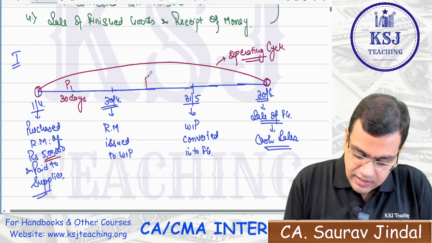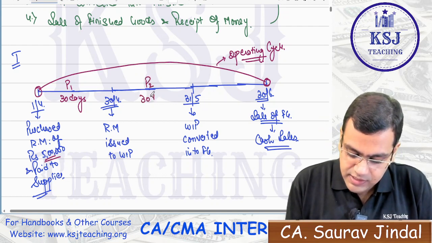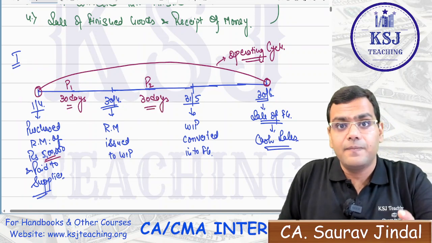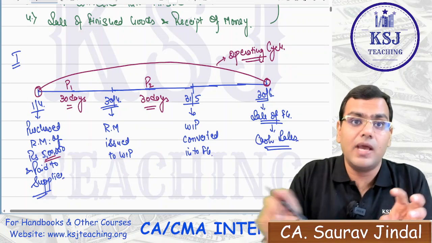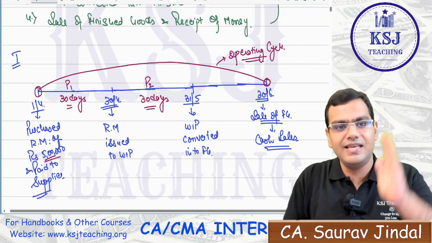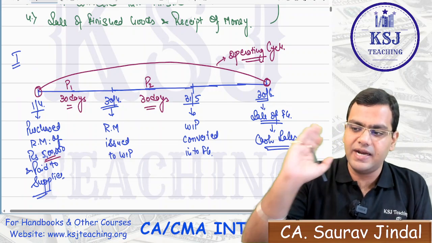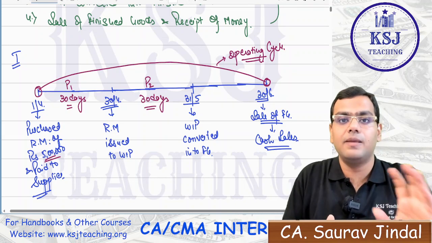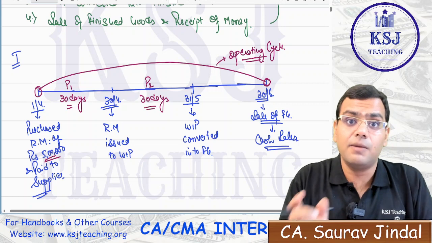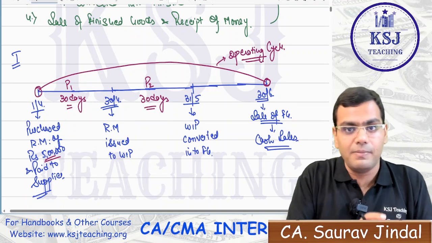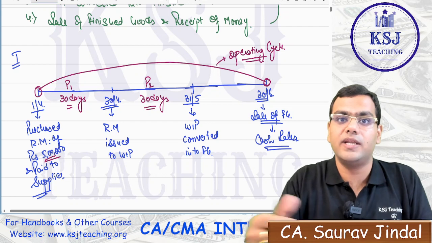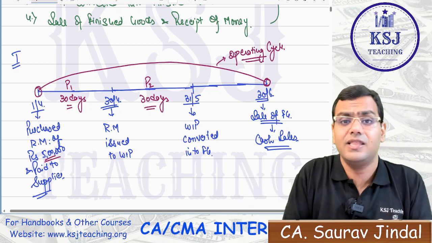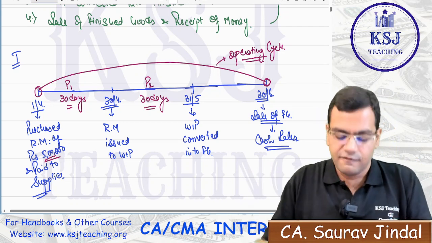The next, I'll represent it as P2, another 30 days. What does this 30 days represent? These 30 days represent the period when this investment is in the WIP process. It is neither a raw material now, nor a completely finished product, it is in WIP. We call it the WIP holding period. That is the time period during which the product is in the making, in the process of being converted into a finished product.